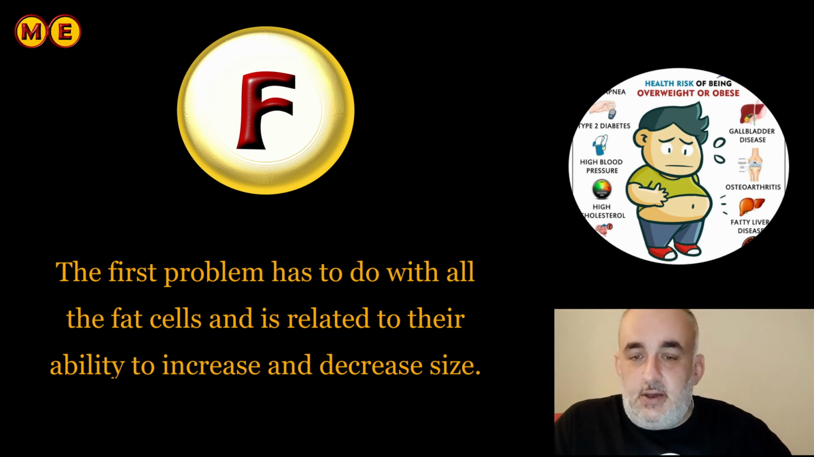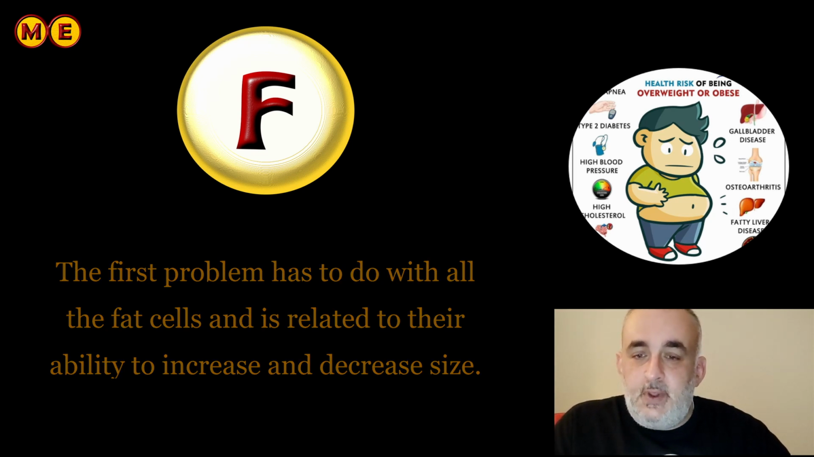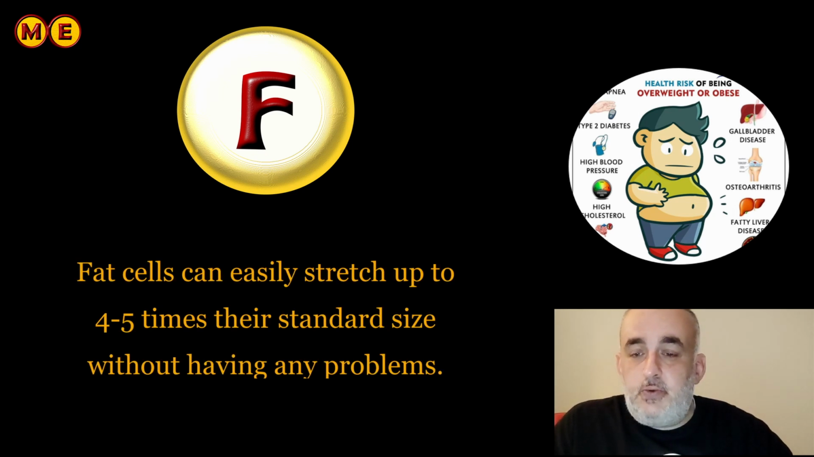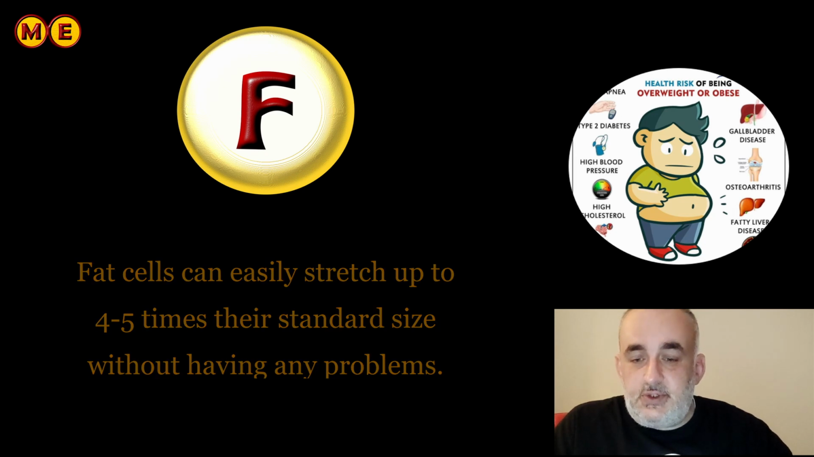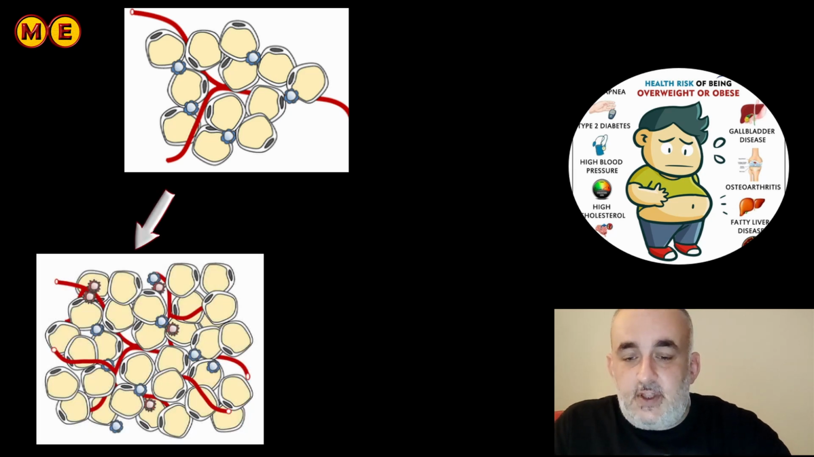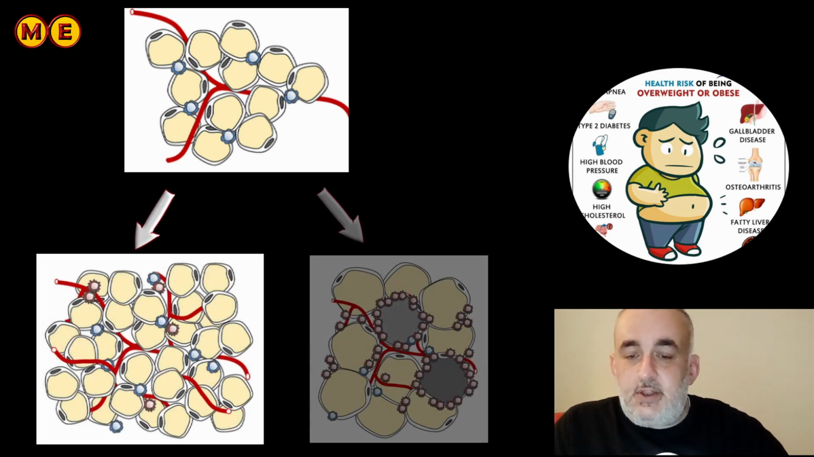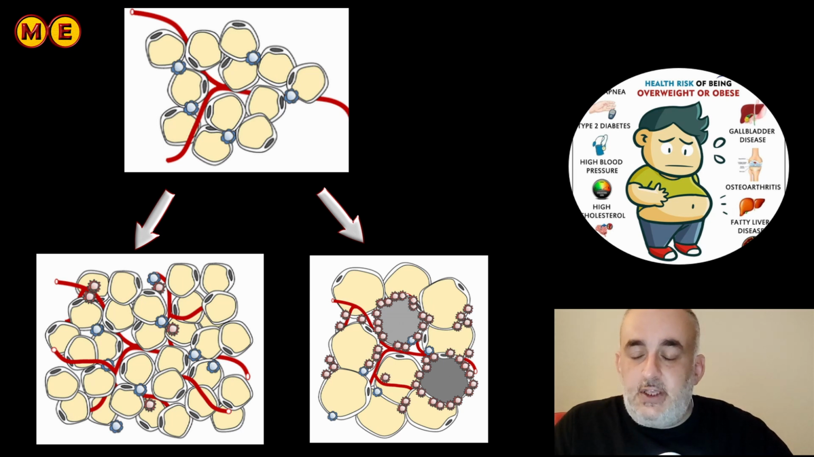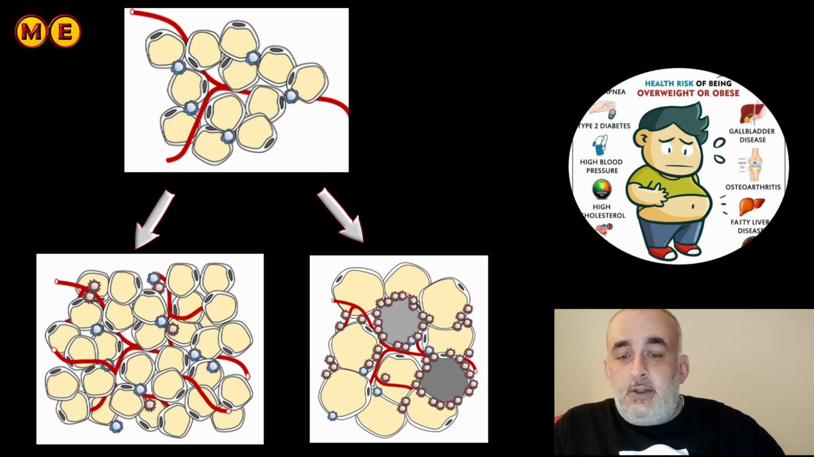As we mentioned earlier, fat cells can increase in size, which allows us, when we need it, to store more fat inside them, as they can easily stretch up to 4 or 5 times their standard size without having any problems. But if we need to store more fat, we have two possible options: to make new fat cells or to stuff more fat inside the fat cells we already have. And we do both those things. We make new fat cells as fast as possible.